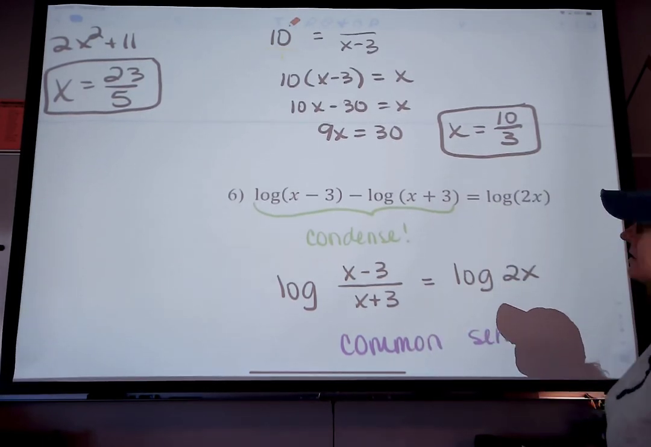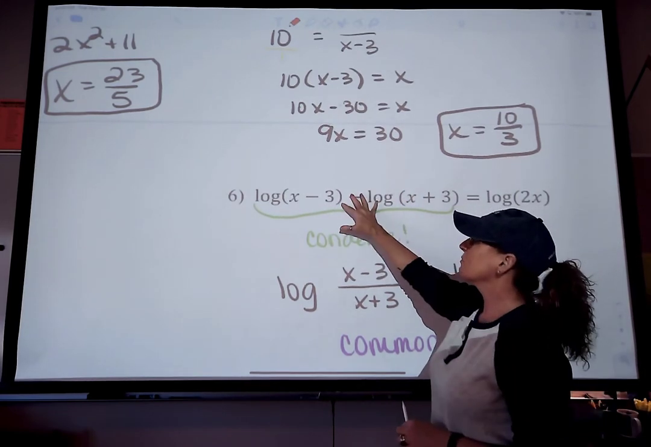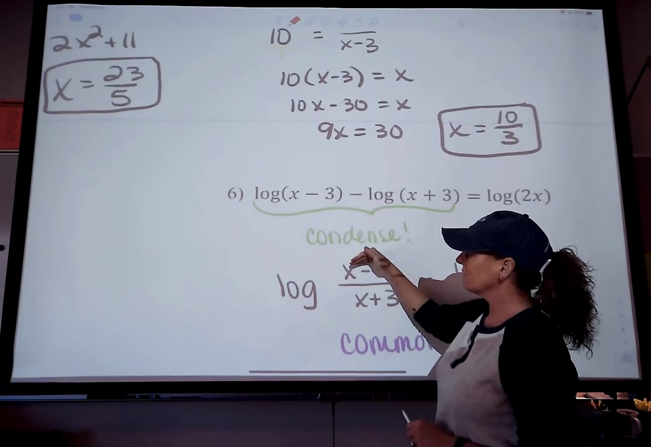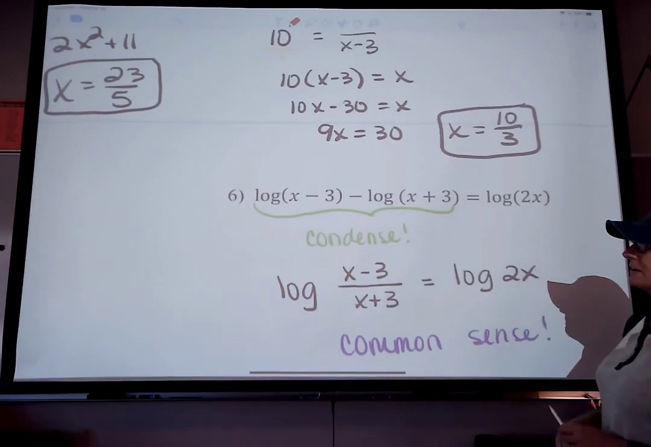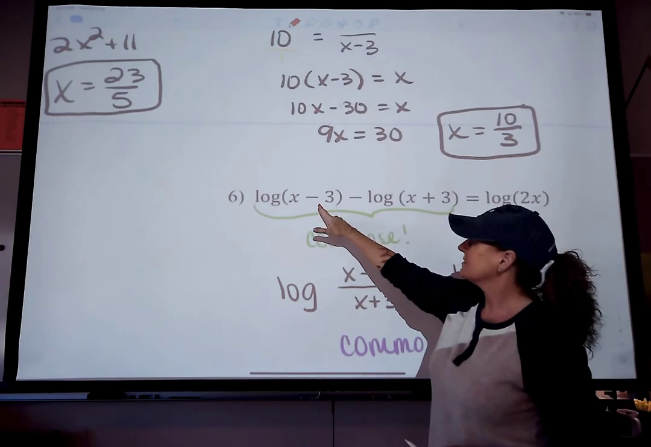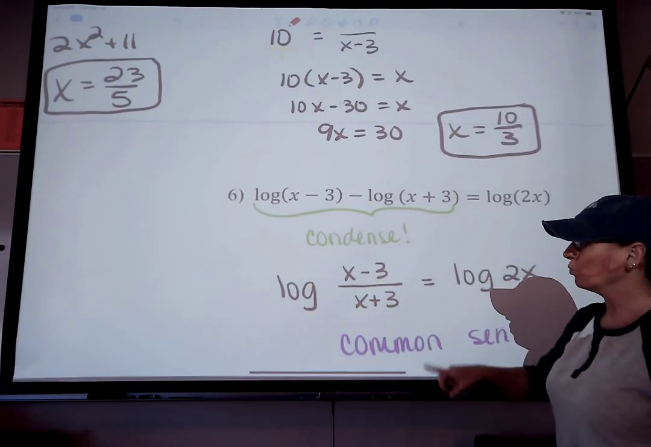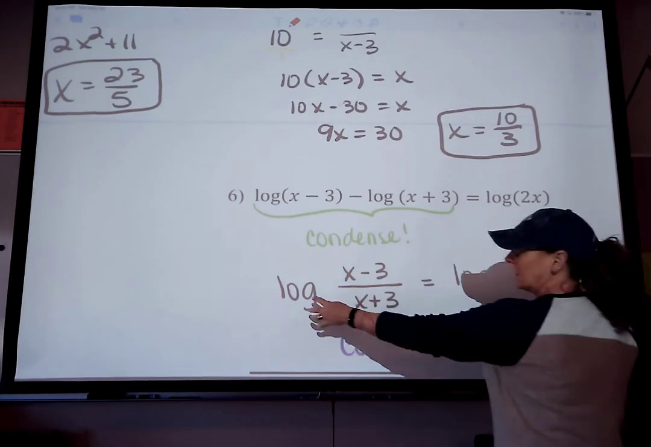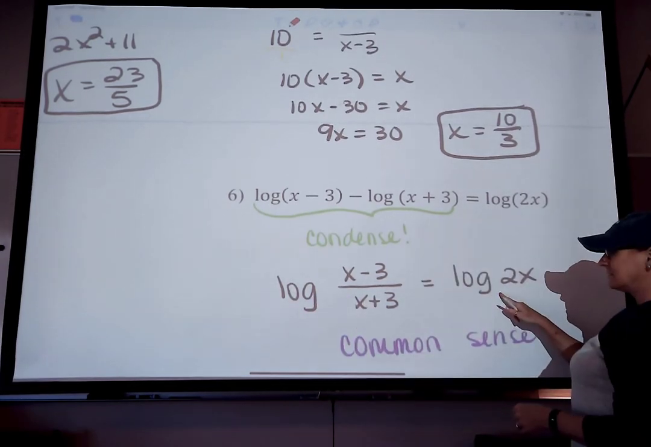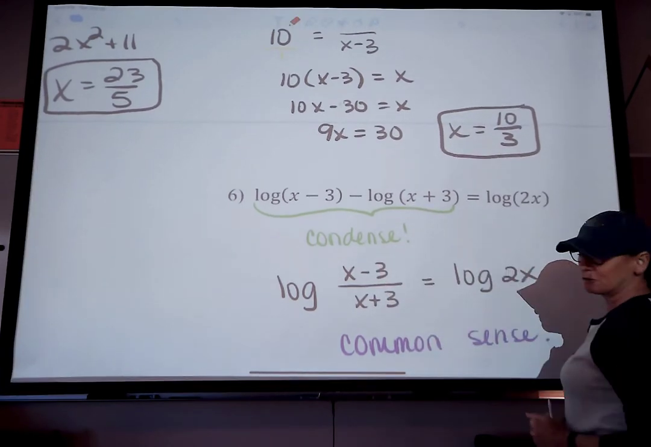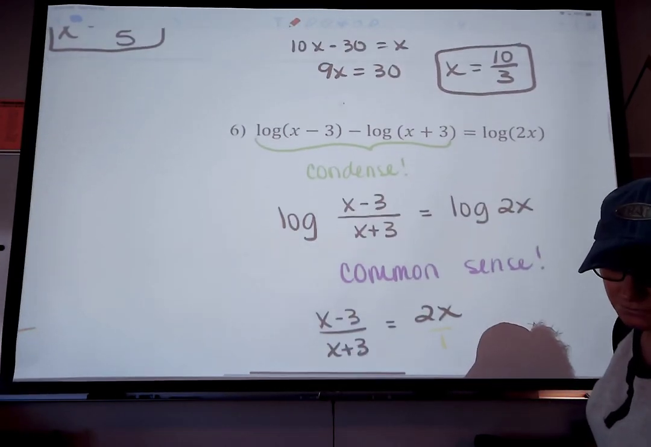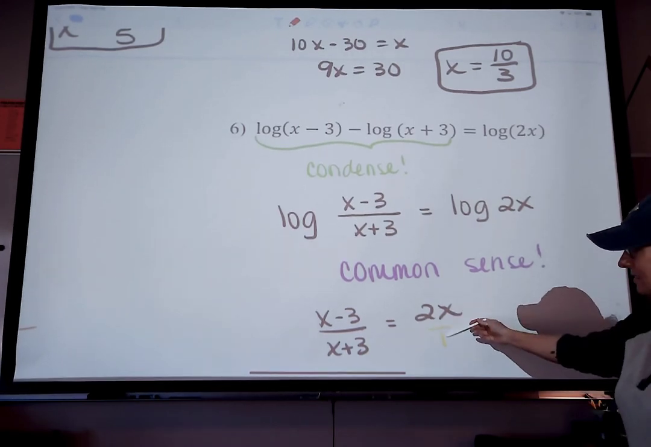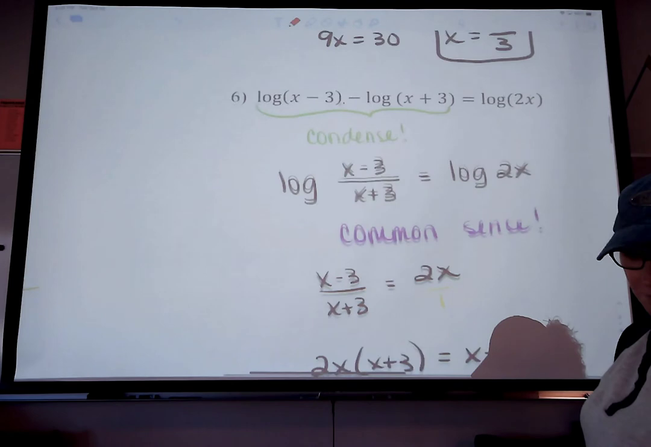Number 6, I have 3 logarithms, 2 of which are on one side. But if I can get these down to 1 logarithm, I think I can use common sense after that. So I condensed these. This goes on top, this goes on bottom. 1 logarithm. And then look, log base 10, log base 10. These two things have to be equal. So I set them equal to each other. Pretend my 2x is in a fraction, cross multiply.